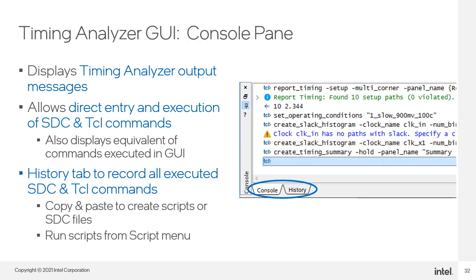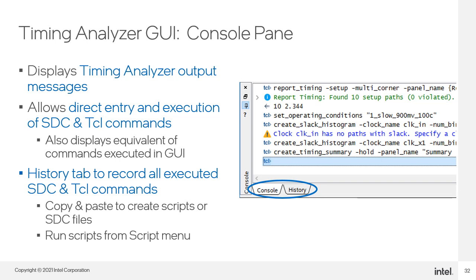You can even get creative and have 16 different report windows at once. Next is the console pane at the bottom of the Timing Analyzer GUI. This is your message window, so info messages are in green, warning messages in blue, error messages in red. You can also enter Tcl and SDC commands in the Tcl console instead of entering the timing constraints through the GUI or modifying the SDC files and then having to reread the SDC files into Timing Analyzer.